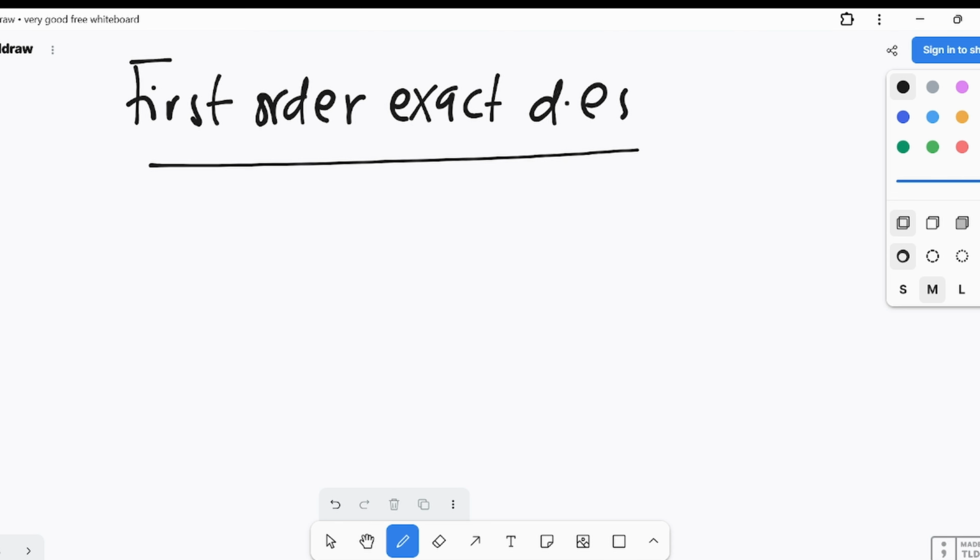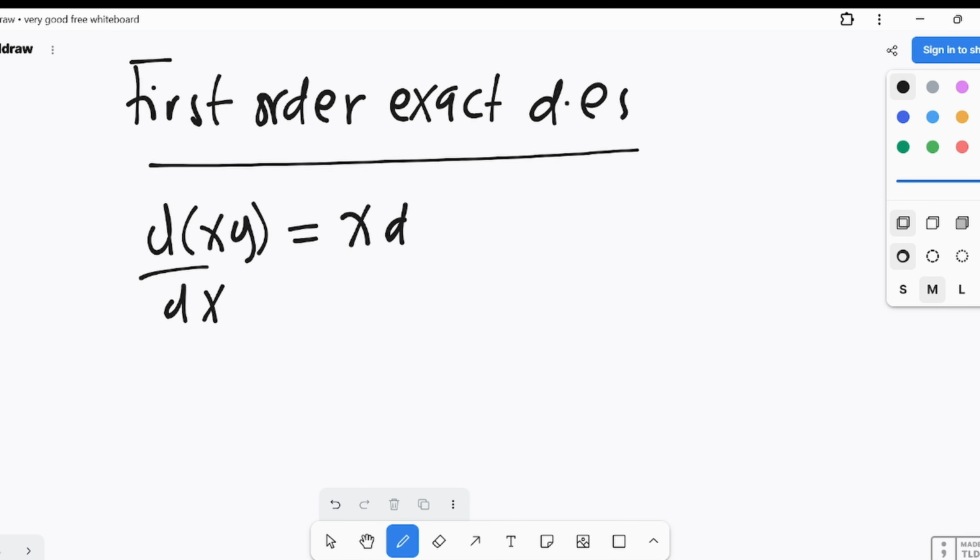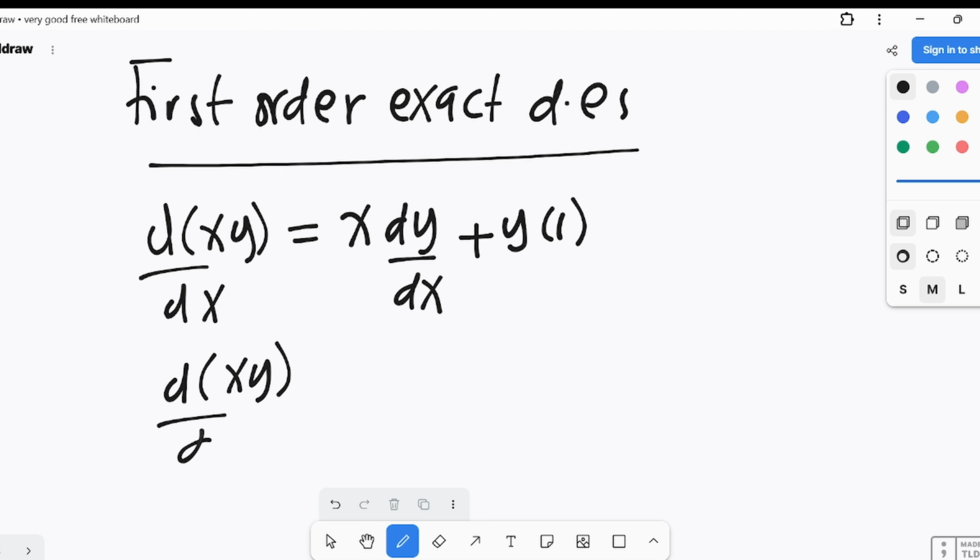Now, imagine they have told you to differentiate xy. This is an implicit function that we differentiate using the product rule. Keep x constant, differentiate y, you get dy by dx, and then keep y constant, differentiate x, you get 1. So the derivative of xy with respect to x turned out to be x dy by dx plus y.